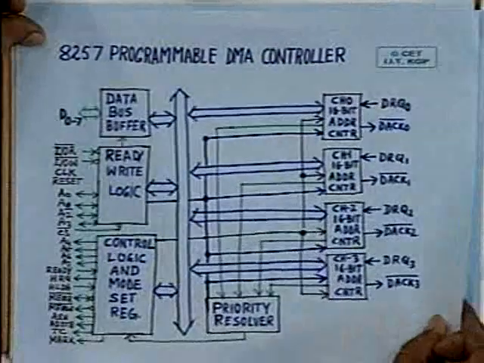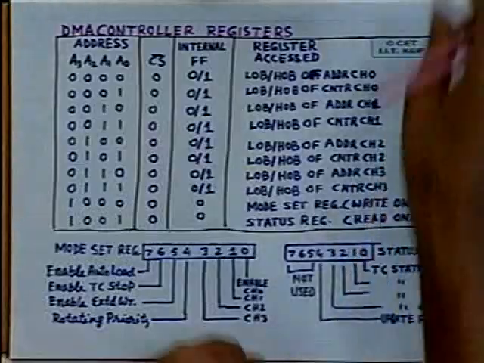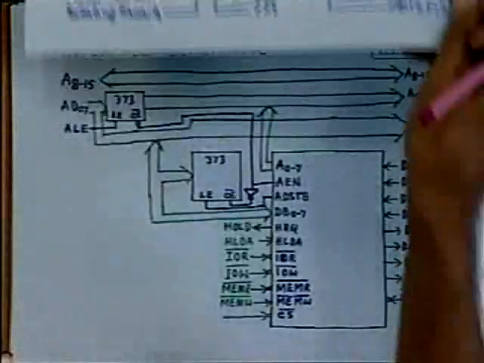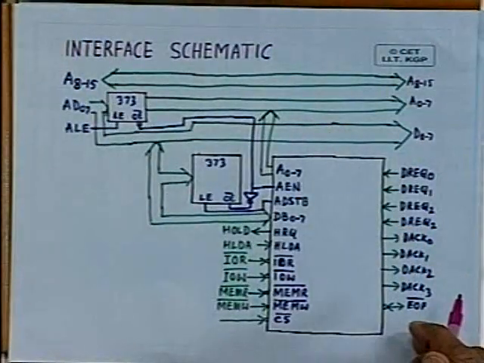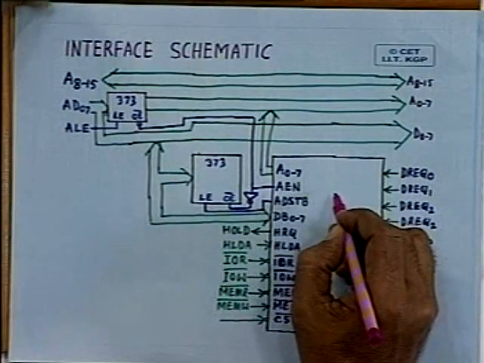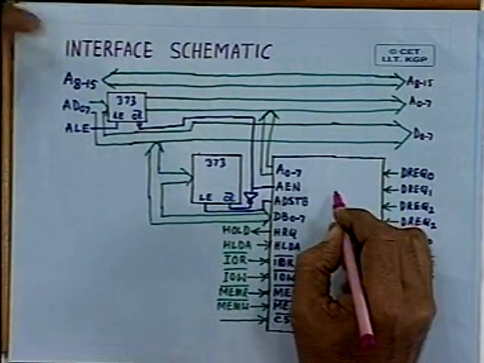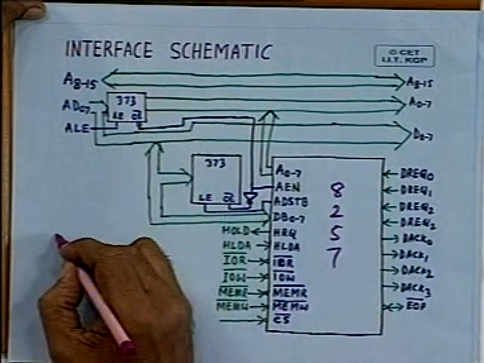Now the question is, how do you interface it to the 8085 microprocessor? Let's see how it can be interfaced to the 8085 microprocessor. This is how it can be interfaced. This is the DMA controller, that 8257, and this side is the microprocessor side.